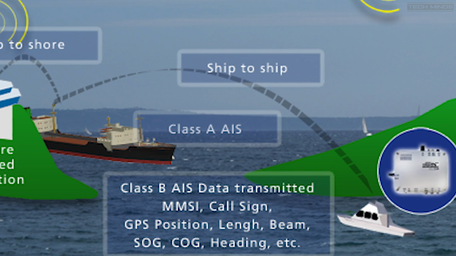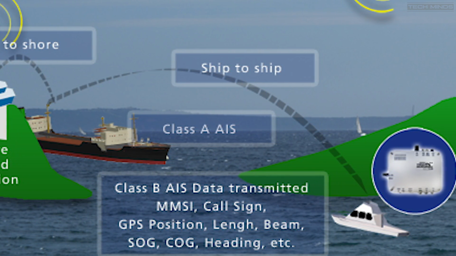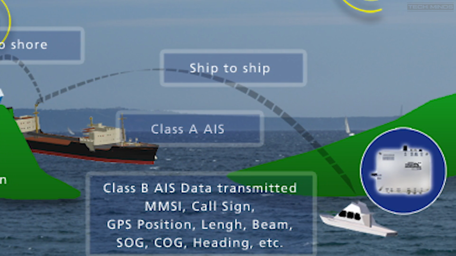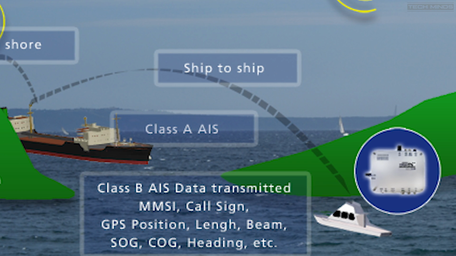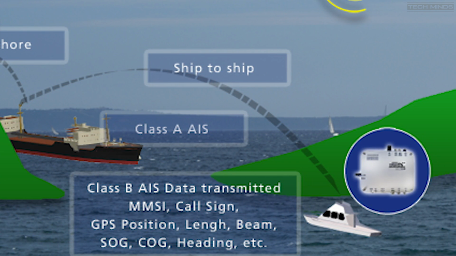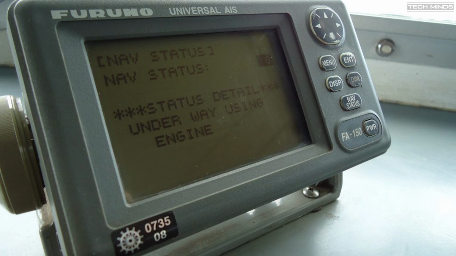Now, AIS uses two RF channels in the VHF portion of the spectrum. These are AIS channel 1 on 161.975 MHz and then channel 2 on 162.025 MHz. Now, channel 1 is primarily for simplex ship-to-ship transmissions, while channel 2 is duplex for ship-to-shore.